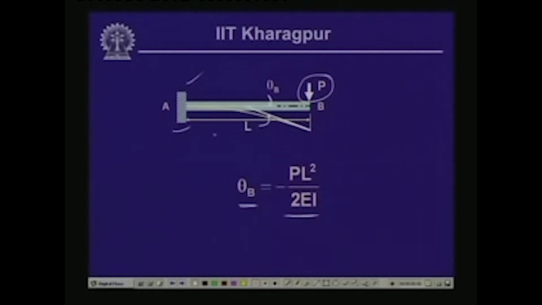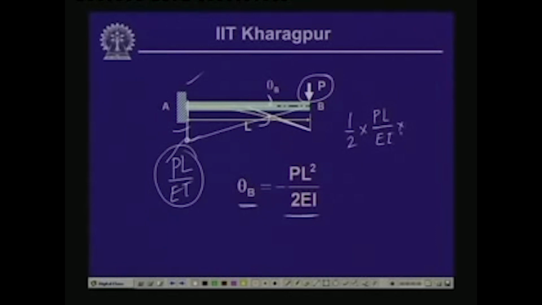Now, as you know, the bending moment diagram, if you draw it, is a triangular one, having the value of this particular ordinate as PL by EI, that is the M by EI diagram. The slope at this end with reference to the tangent drawn at this point is nothing but the area of the M by EI curve between A and B, which equals half times PL by EI multiplied by the length, and that gives you PL square by twice EI.